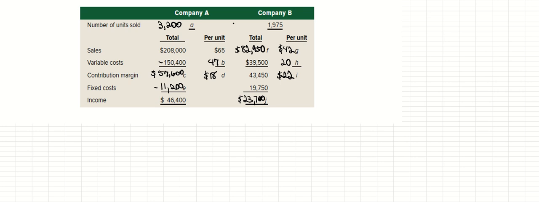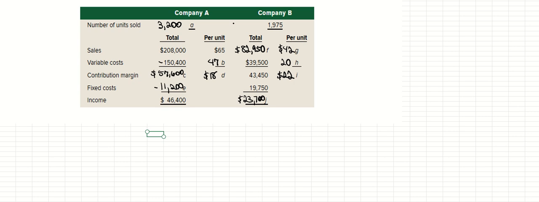Practice problem number 3 for chapter 21. And as you can see here, this is an extension of this exercise that was completed in practice problem number 2. What I want to do for this one is to compute the break even in units and also compute the break even in dollar sales based on the information that's provided to us for company A and company B. So it looks like we have everything already filled out.